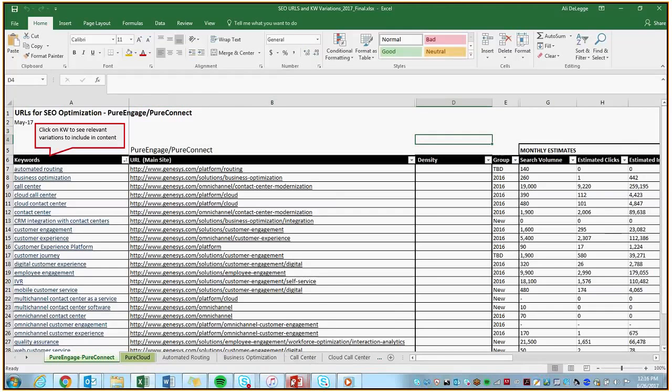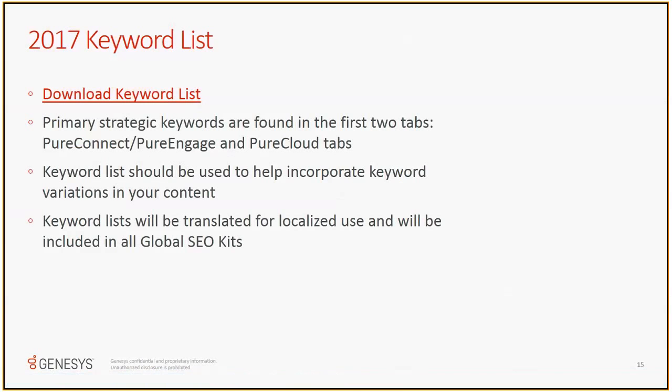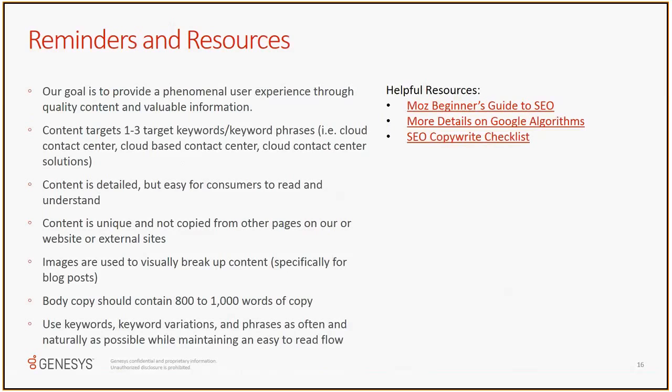All right, let's jump back here and just talk quickly about some reminders and share a few resources with you. So when we're creating content, when we're optimizing our content, our goal is always to provide a phenomenal user experience, and that's by creating and sharing information that's valuable to our user. We want to keep search engines in mind while we're writing, but the searcher comes before the search engine.